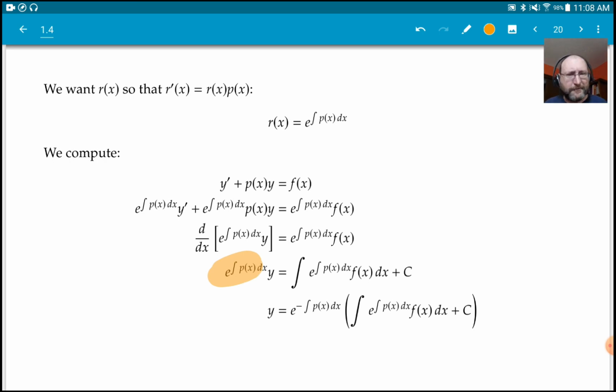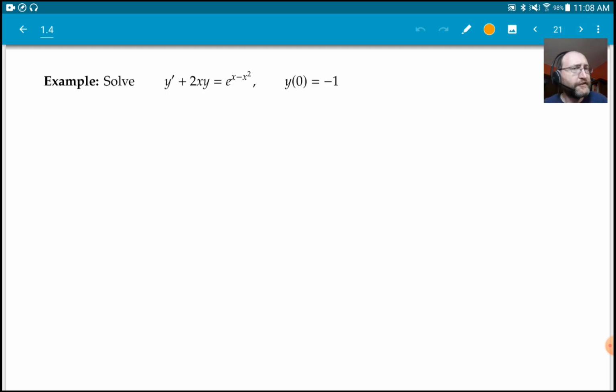Before we do an example, here is an explicit formula for this solution. So you could just, technically, remember this formula and plug it in. Let's use it. Suppose that we have this equation over here with this initial condition, and let's try to find y that satisfies both of these things.